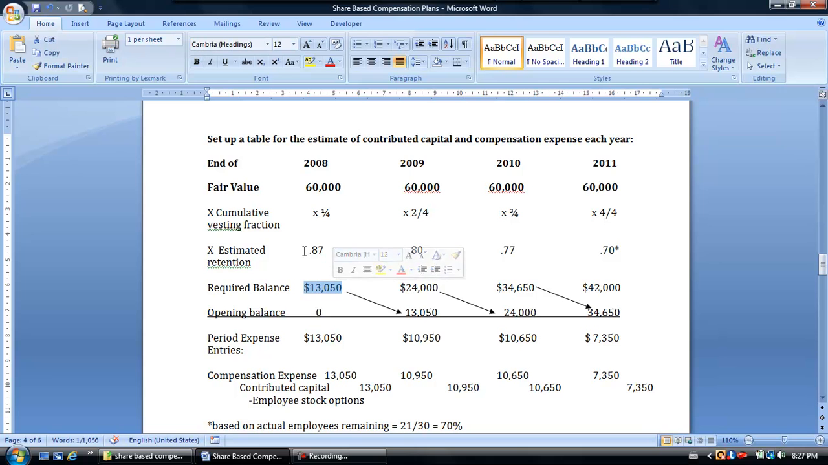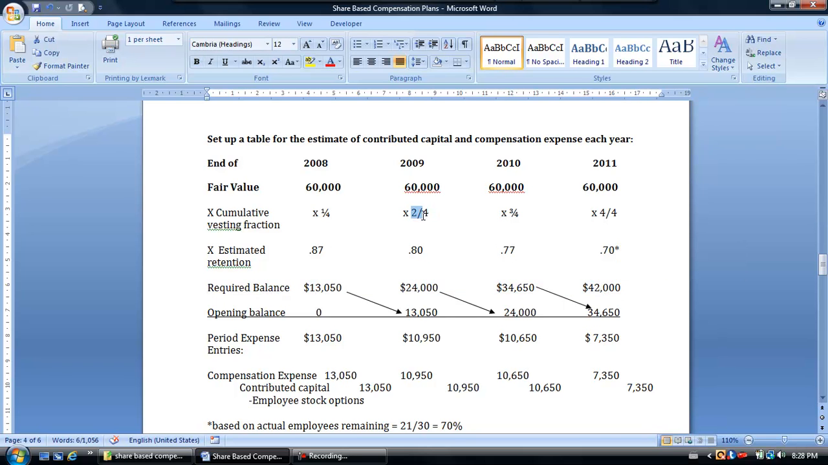That's why it's important to have the estimated retention rate, because only the people who remain at the end of the 4 years are going to be able to exercise the options. Anybody who isn't there isn't going to have that opportunity. So we're interested in looking at retention rates. We're interested in the cumulative vesting factor because we want to know what the cumulative amounts are going to be. And in fact, this line gives us what the cumulative amounts in the contributed capital account need to be.